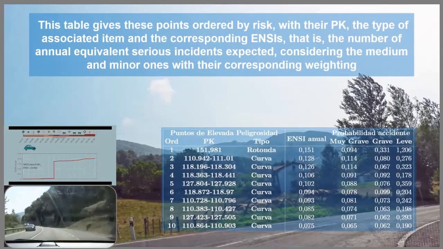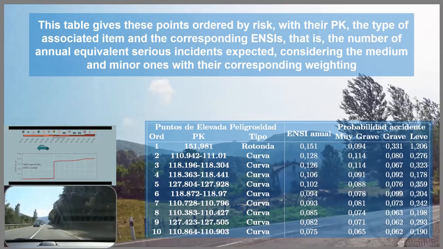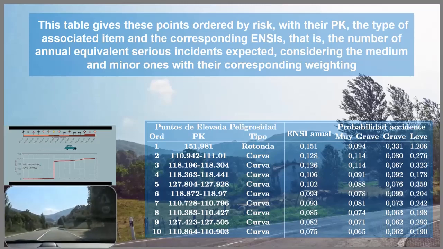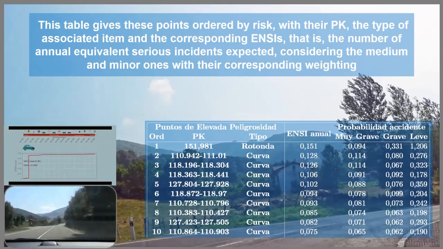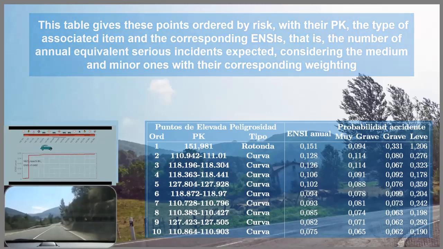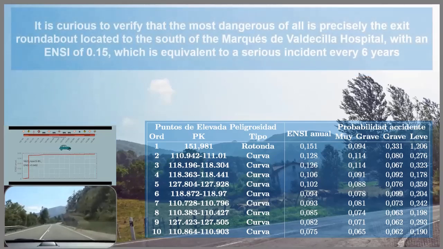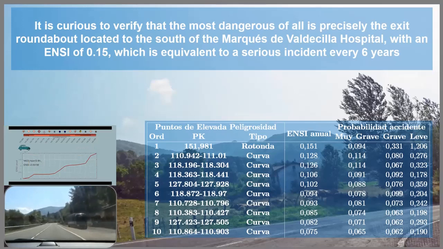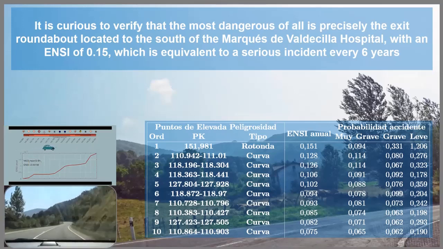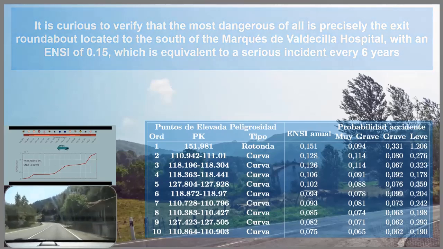This table gives these points ordered by risk, with their PK, the type of associated item and the corresponding ENSIs, that is, the number of annual equivalent serious incidents expected, considering the medium and minor ones with their corresponding weighting. It is curious to verify that the most dangerous of all is precisely the exit roundabout located to the south of the Marqués de Valdecilla Hospital, with an ENSI of 0.15, which is equivalent to a serious incident every 6 years.